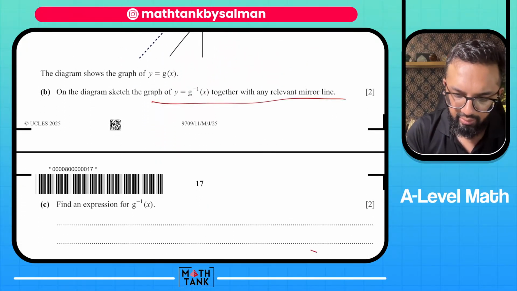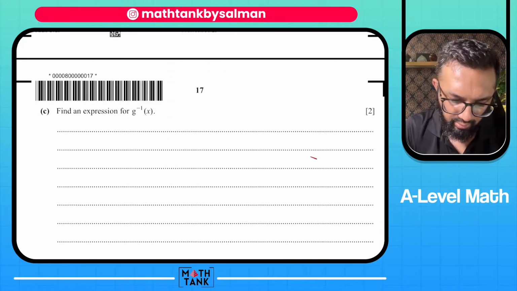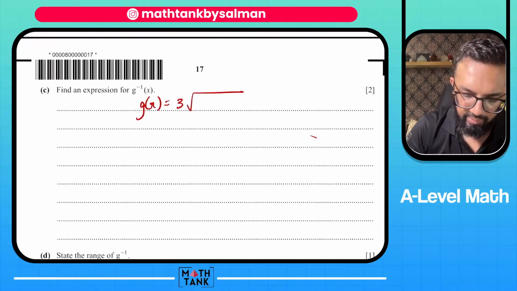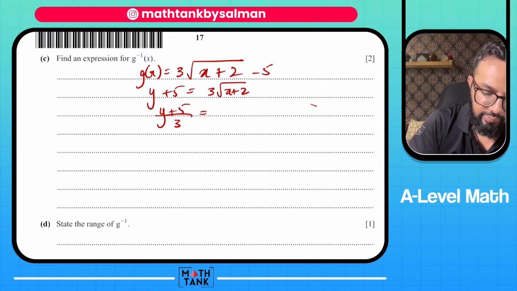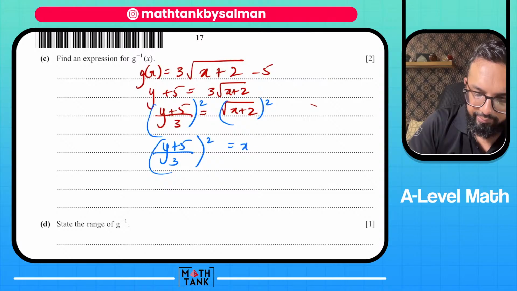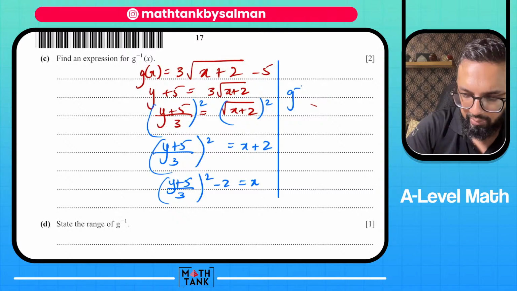On the diagram sketch, together with any relevant mirror line. That's what I've done. Find an expression for g inverse of x. So g of x was basically 3 root x plus 2, minus 5, y plus 5. Okay. So y plus 5 over 3 squared minus 2 equals x. G inverse of x.